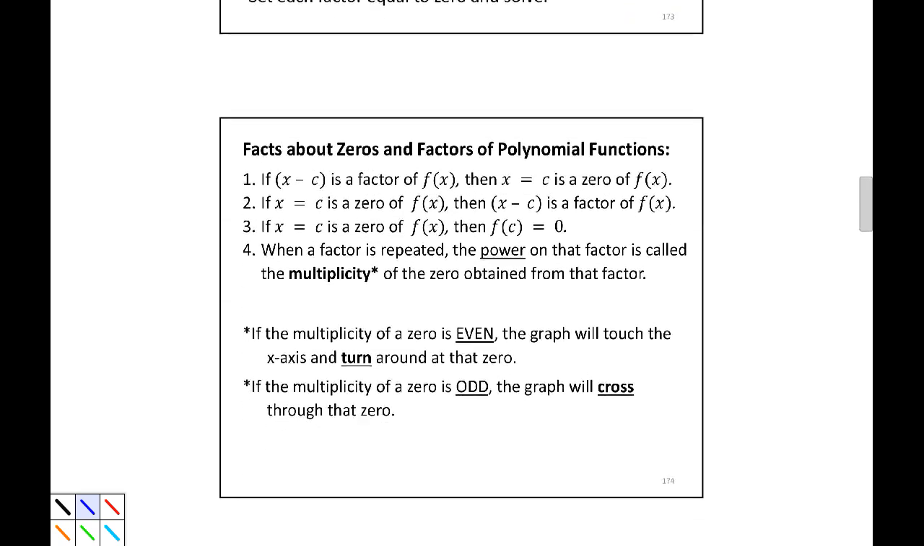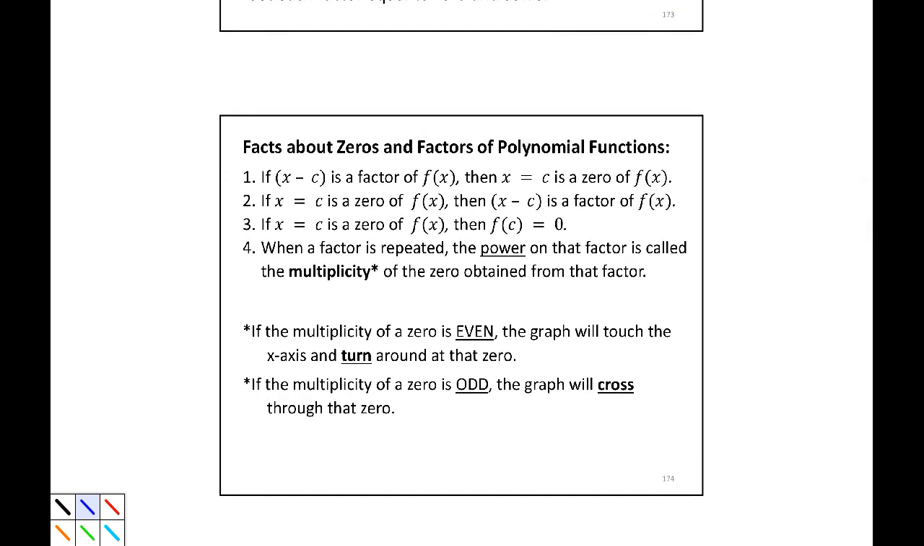Now we have a couple of facts we need to make good note of. Zeros and factors. If x minus c, that could be x minus 1, x minus 7, whatever, is a factor of the function, then that means x equals c is a zero of the function. We actually use this quite often when we're talking about rational functions, finding domain, when we're solving quadratic equations. We use this a lot.